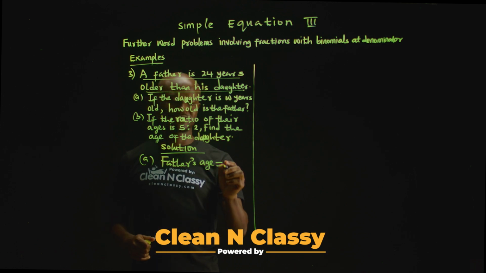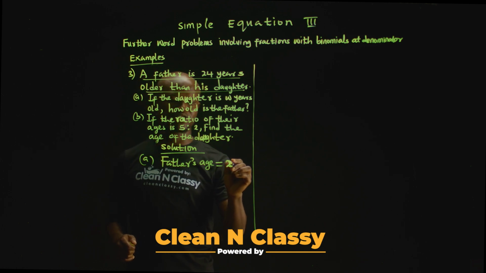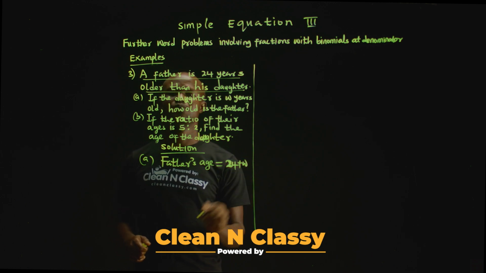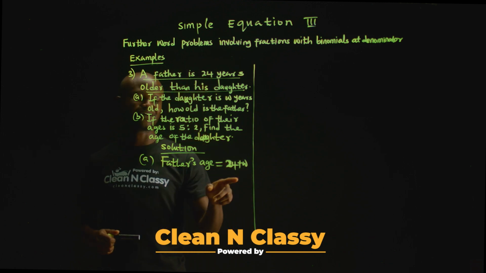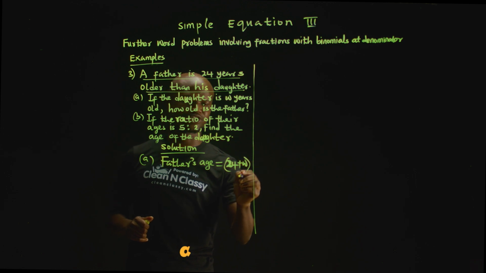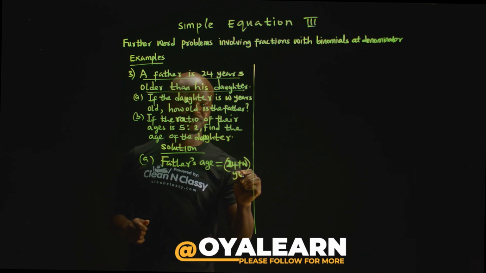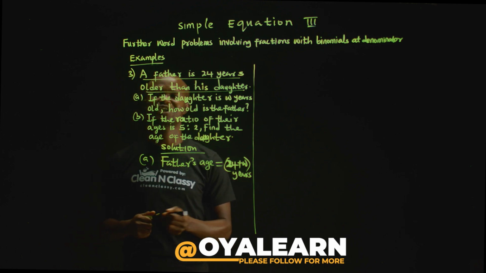of the father. So we have X, that is 24 plus W, which is the age of the daughter. So the age of the father will now be what? 24 plus W. That's the age of the father. So that's the solution to the first part of the question.